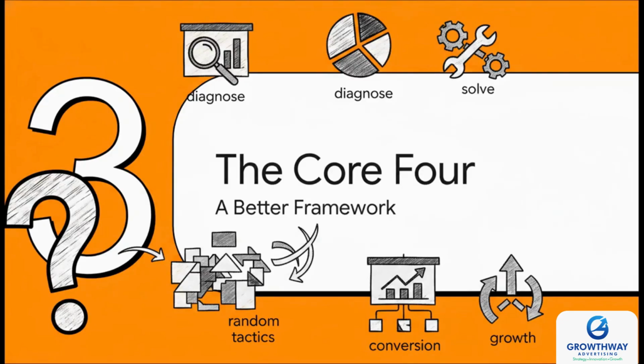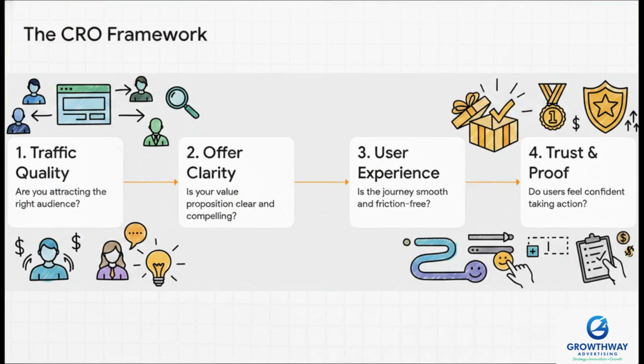Okay, so how do we fix them? Well, not by just taking random shots in the dark. We need a system, a repeatable process. And that, my friends, is where the Core 4 framework comes in. This gives us a structured way to figure out what's really wrong and how to fix it. So let's break this down.